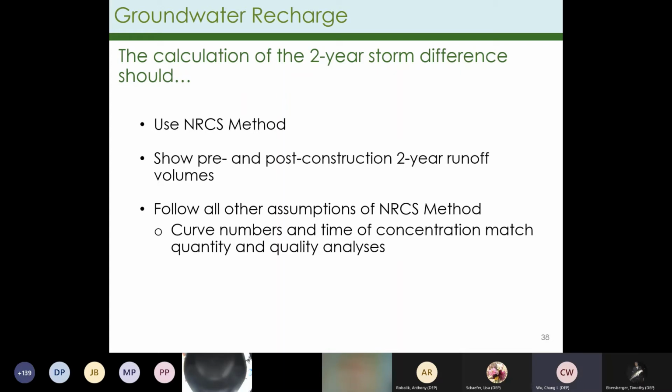And when you use the calculation of the 2-year storm difference, because it's a volume, you have to use the NRCS analysis method. You also need to know the pre and post construction runoff volume, and then follow all other assumptions of the NRCS method, and the curve number and the time of concentration have to match the quantity and quality analysis.